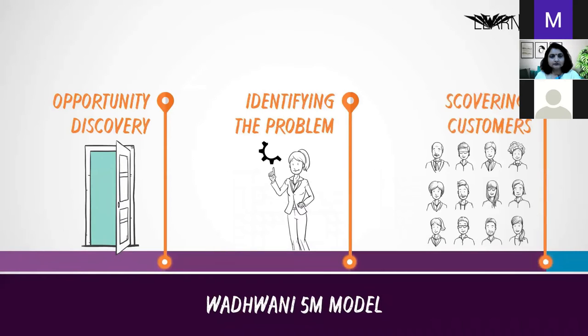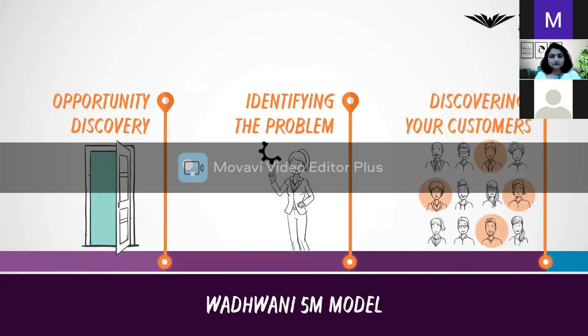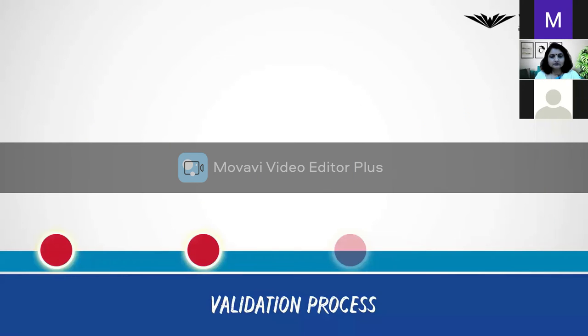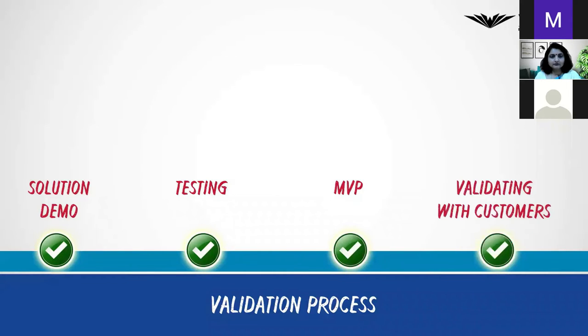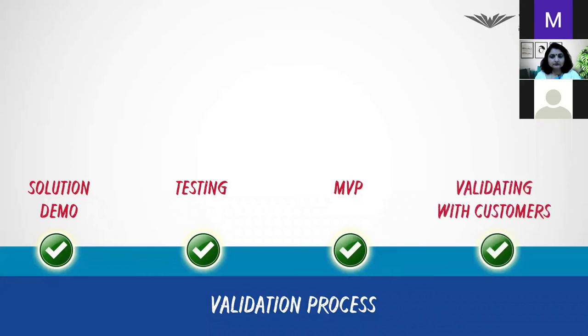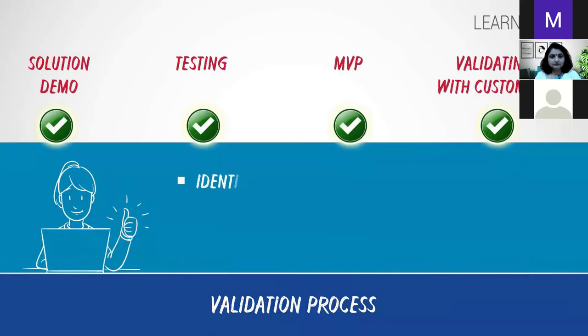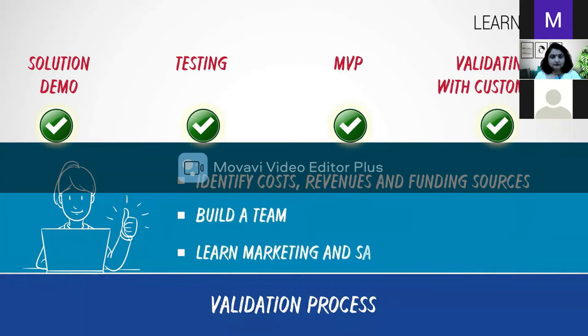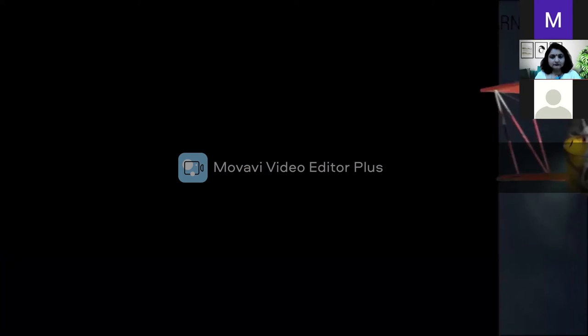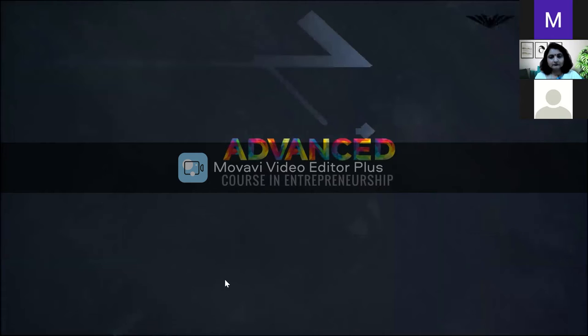Here, you will learn all about opportunity discovery, identifying the problem, and discovering your customers. Once done, you will move to the validation process by creating and testing a solution demo and following it up with an MVP and validating it with customers. Along the way, you will cover several other important entrepreneurial milestones, like identifying costs, revenues, and funding sources, building a team, learning marketing and sales techniques.